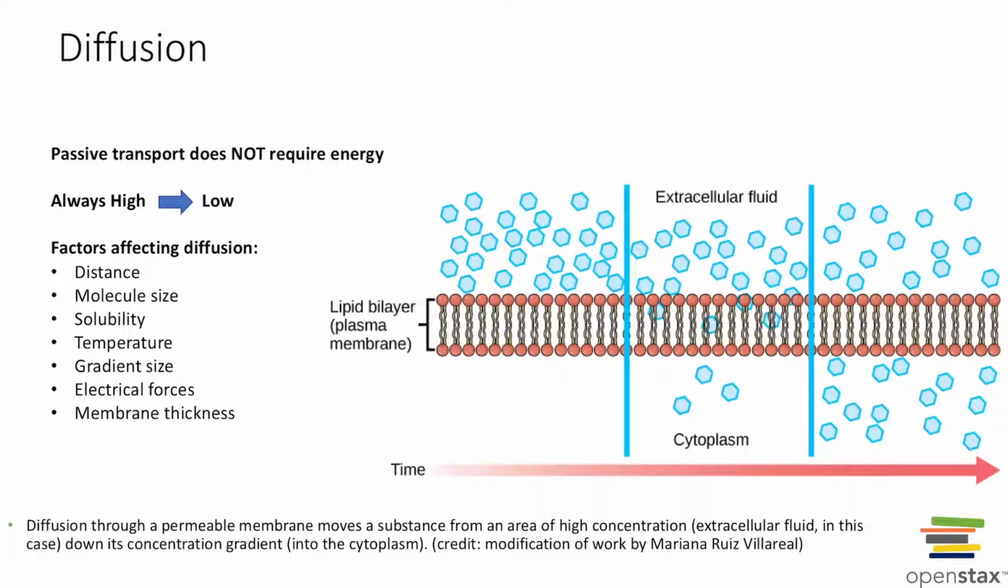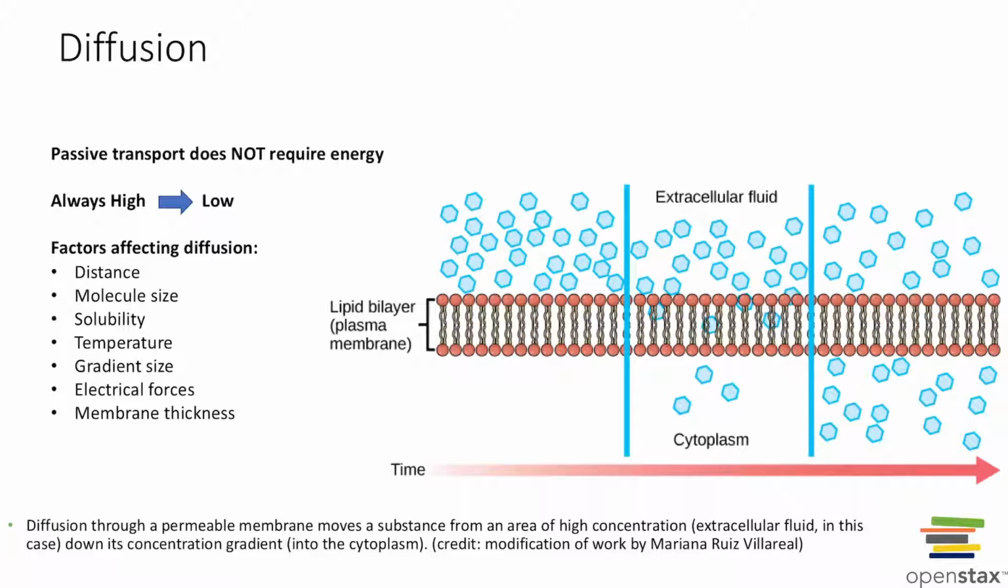So we always talk about energy in biological terms in the form of ATP. Passive transport does not require any energy, and it is always going to move solutes from an area of high concentration to an area of low concentration. There are different things that can affect diffusion.